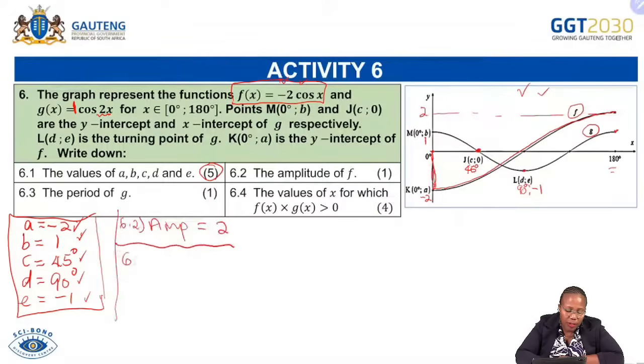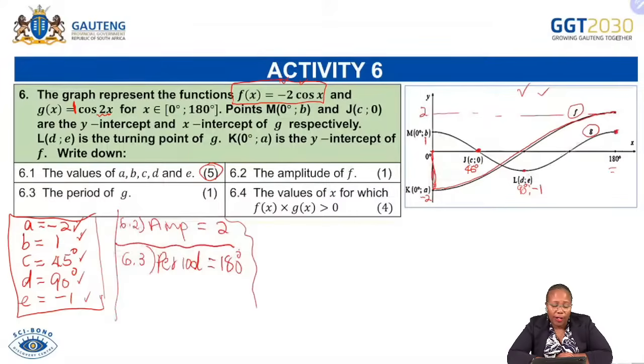And the 6.3, we are looking at the period of G. G, look at G now. Period is where you have a complete graph, okay? So look at G now. At 180, we already have a complete cosine graph. Therefore, now our period for this one will be what? 180 degrees.